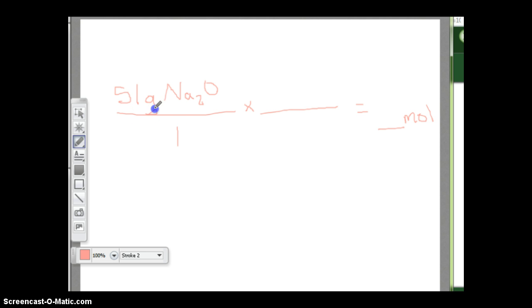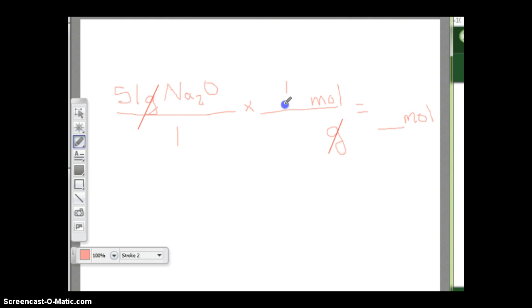All right, what has to be on the bottom of my fraction? It has to be grams. Why? So that my grams will cancel. And what's going to be on the top of my fraction? Well, it's going to be moles, because that's what I want my answer to be in. I want my answer to be in moles.